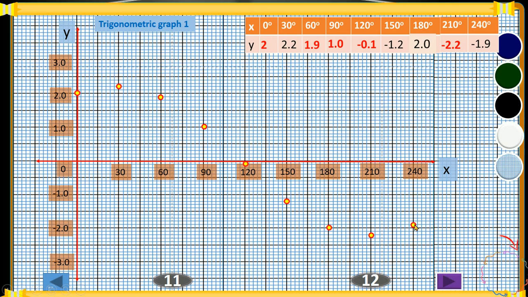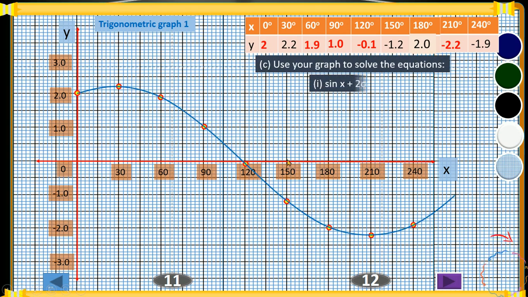Now I've done the plotting. We're now going to join these points with a smooth curve. Let's do that now. The blue line represents the curve for the function y is equal to sin x plus 2 cos x is equal to 0. Now we're going to answer the questions based on the graph.